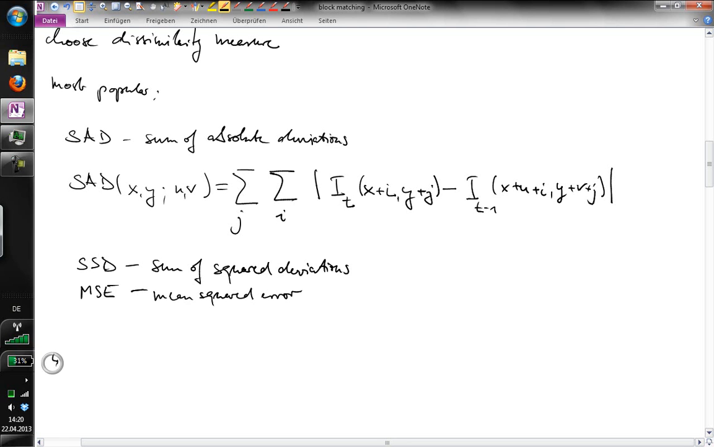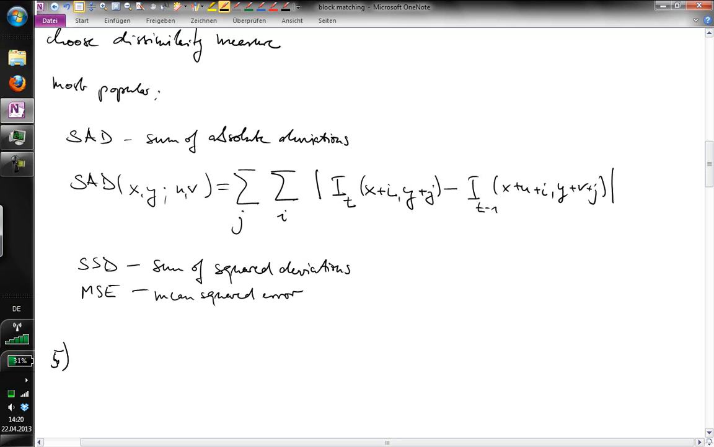Okay, so now we've chopped up our images into patches, into macro blocks. We've transformed to a different color space. We've subsampled a little. We have a dissimilarity measure, and now we actually need to do the real work to find one patch in another image. So we want to search the blocks of the reference image.